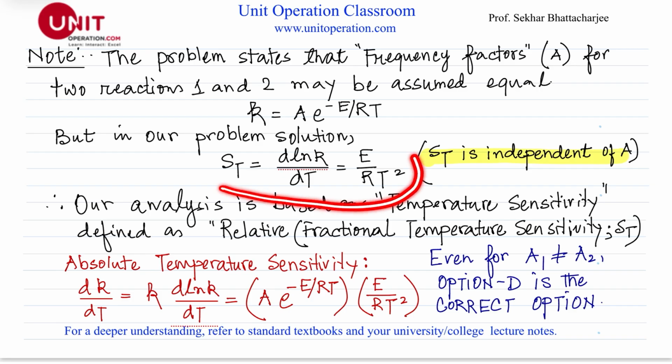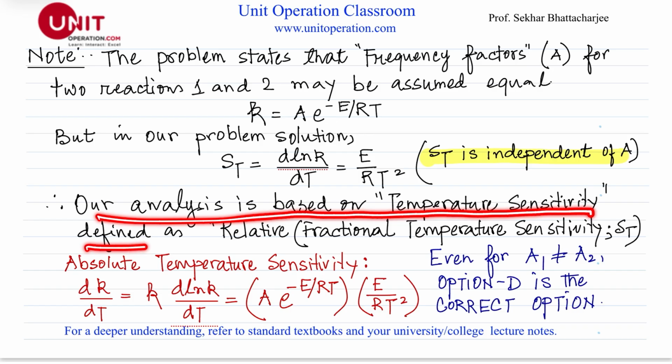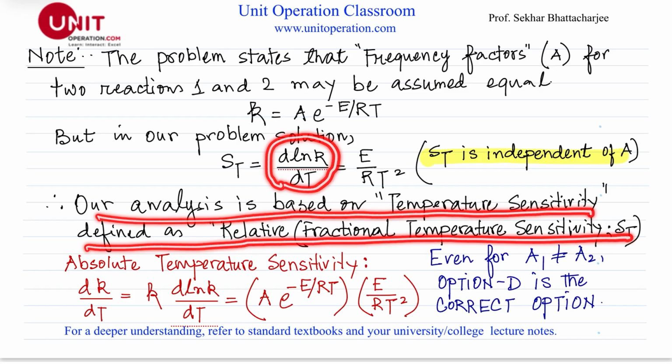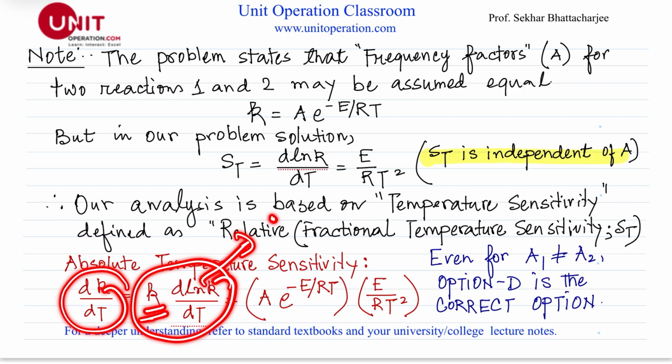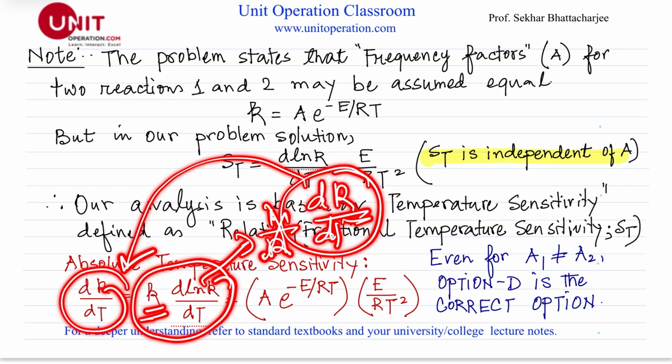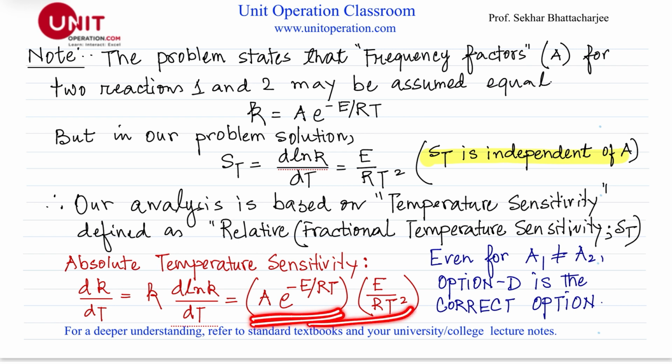In our problem, we have defined the temperature sensitivity as E over RT squared, and as you see, the value of A is not there. So our analysis is based on the relative or fractional temperature sensitivity, which is basically taking the derivative with respect to natural log of k. If we had taken the absolute value of k, then this is nothing but 1 by k, dk over dT. So if you multiply this by k, this cancels out. So this is dk over dT, which is equal to this expression here, which is a little complicated. We have not considered that.